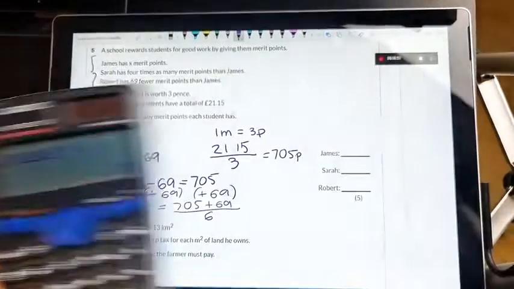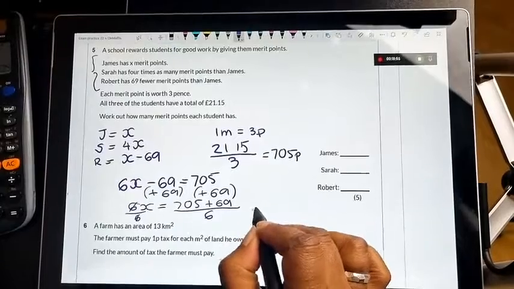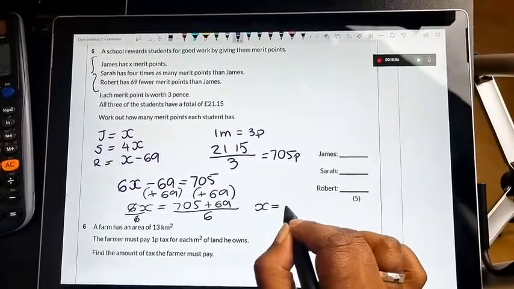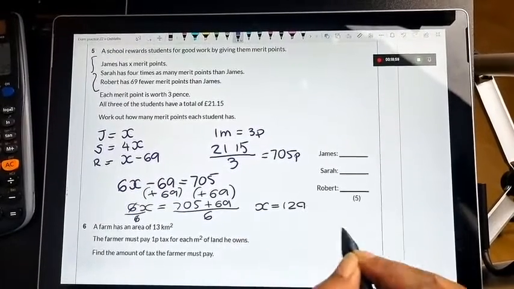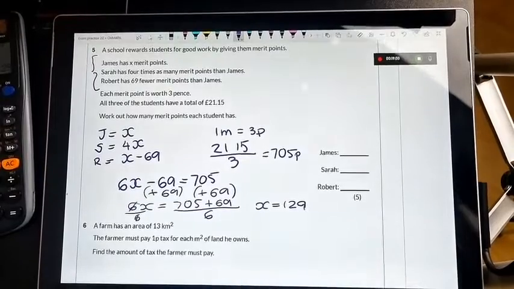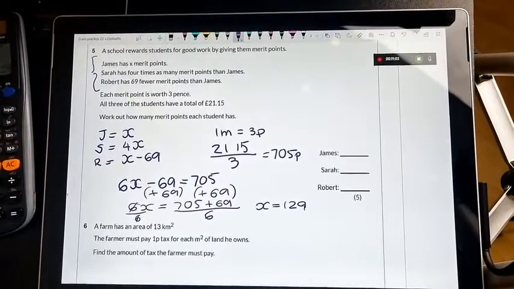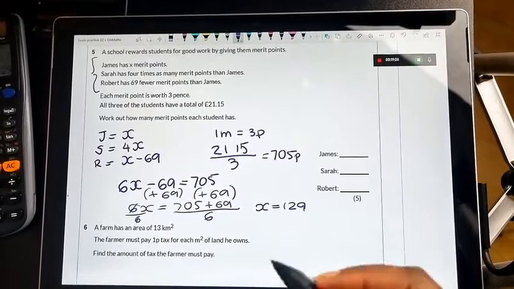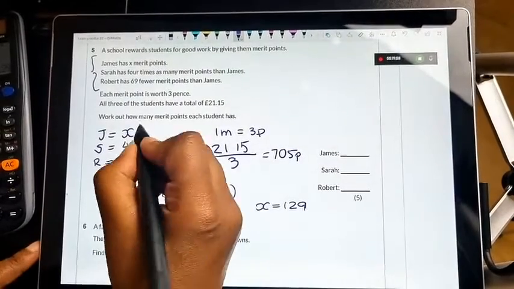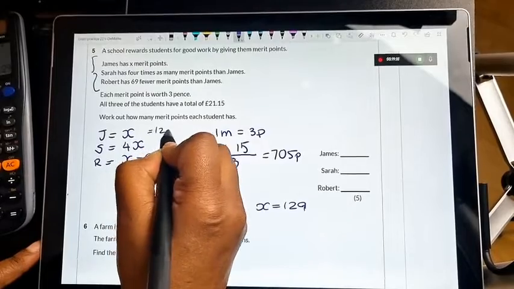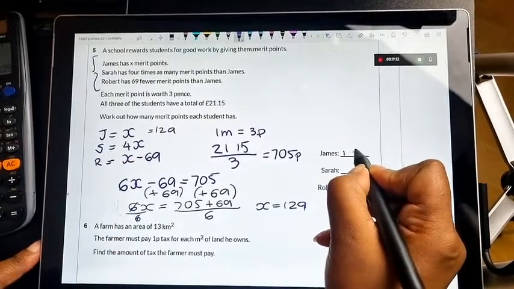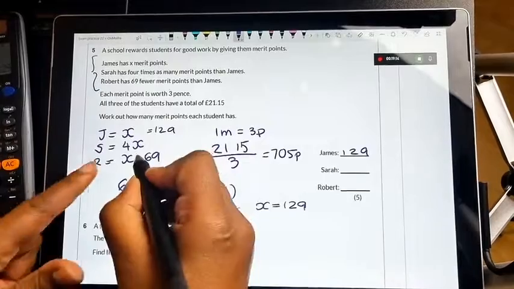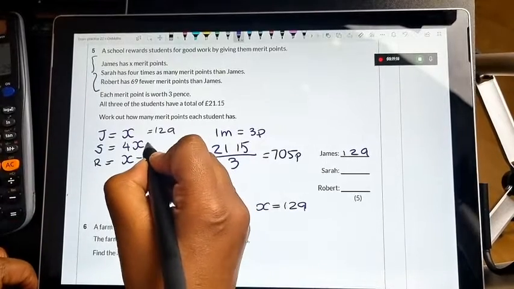129. Fantastic. So we know the answer: x equals 129. We're talking in terms of pence, so merit points as well, because we divided by 3. So James will be 129. You can write that straight away there. And then the other one would be 4 times 129.